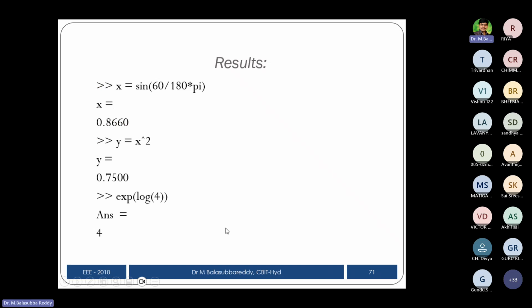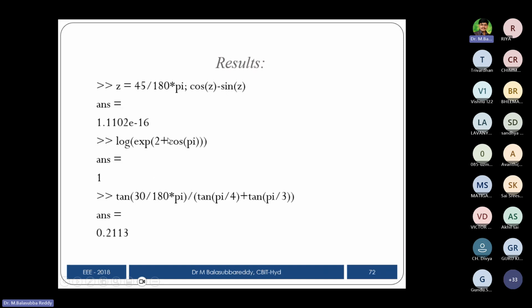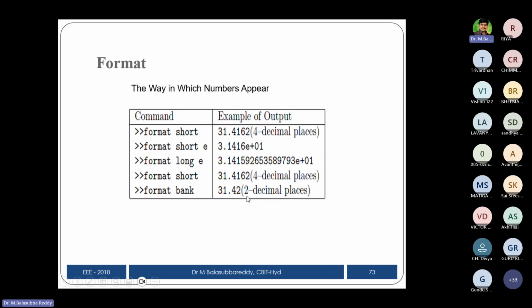I will see the results how to use the sine of 60, but because conversion I am doing here, and exponential of log 4, and then some parameter cos, sine, all these things, tan. So how to use this format short, format long, how the result will be displayed in the fashion of 2 digits or 4 digits or exponential fashion or something, depends on your requirement.